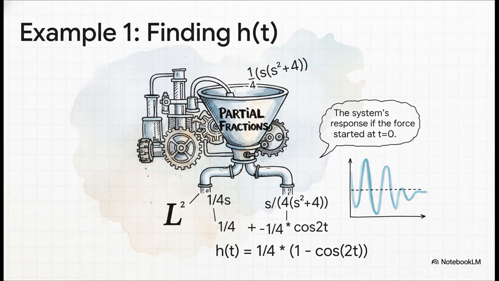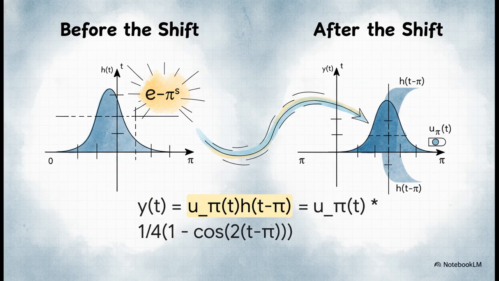Now, this is really important. Think of h of t as the hypothetical response. It's what the oscillator would have done if the force had been switched on from the very beginning at t equals 0. And now for step 3, we put it all together. The time-shifting property tells us exactly what to do with that exponential we saw earlier. It does two things.